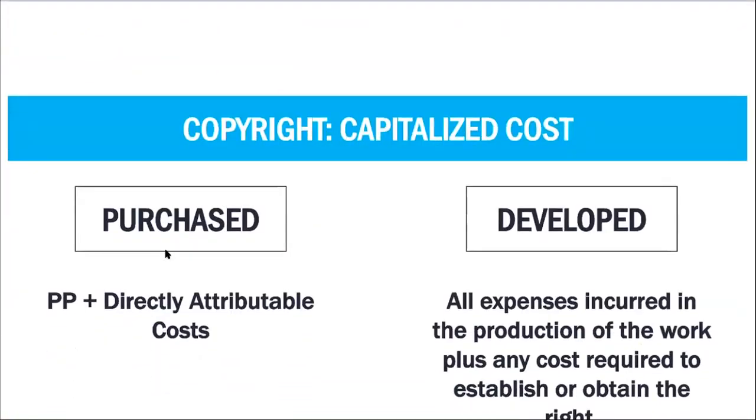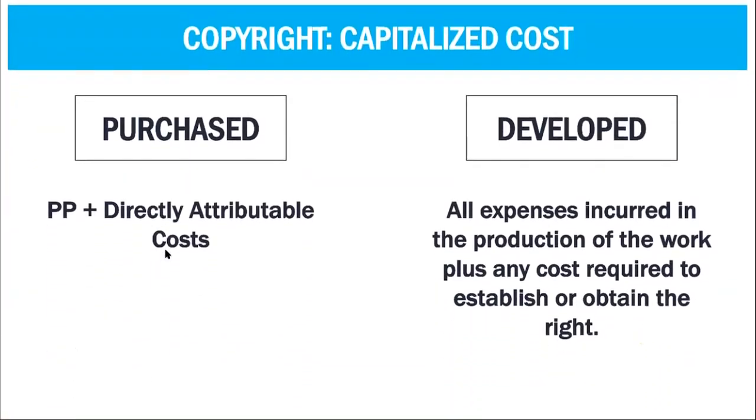So we need to look now at the initial measurement of your copyright. How do we initially measure your copyright? It depends whether it is acquired through purchase or through development. If acquired through purchase, it is still the same: purchase price plus directly attributable cost. If through development, you add all expenses incurred in the production of the work plus any cost required to obtain or establish the right.